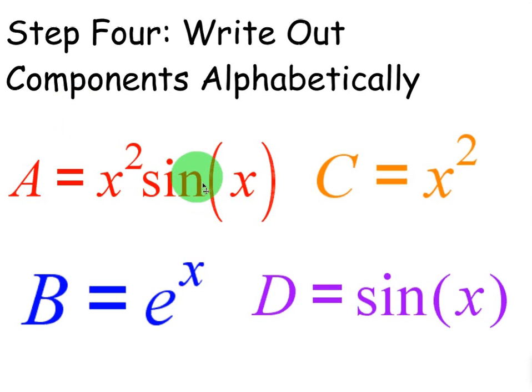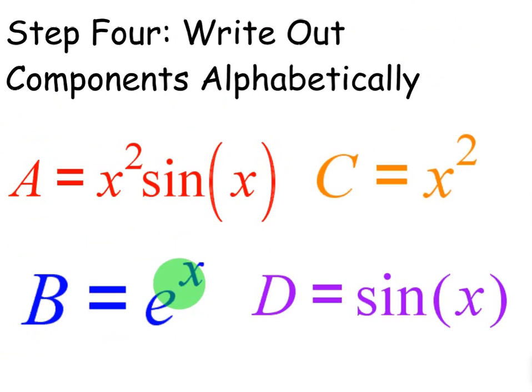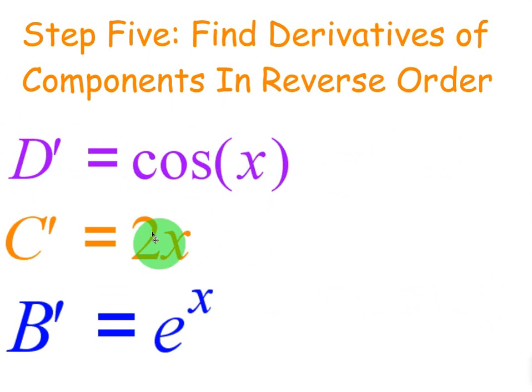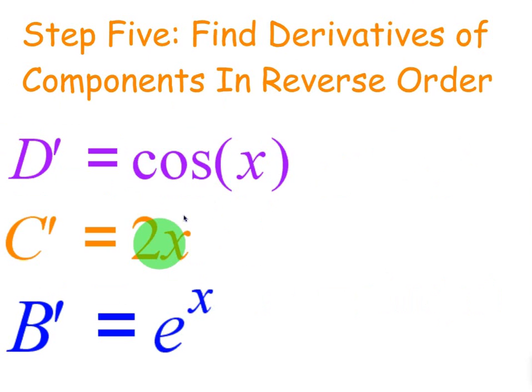So here we go. A is x squared sine of x, C is x squared, B is e to the x, D is sine of x. Again, for step 5, when you take the derivatives, you do it in the reverse order, you go backwards in the alphabet. So we're going to start with our component D. D was sine of x, the derivative of sine is cosine. C is x squared, the derivative of that is 2x. B is e to the x. The derivative of that is obviously e to the x, the only derivative that's equal to itself.